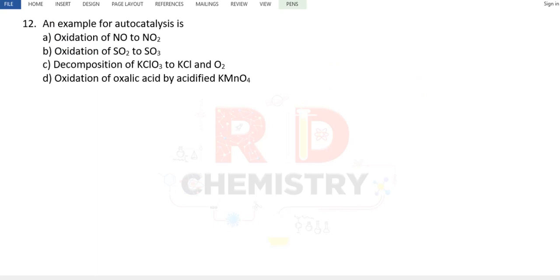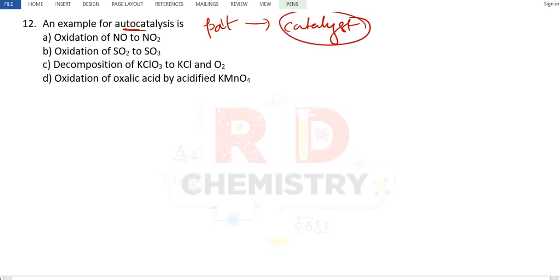Question number 12. An example of autocatalysis is... What is autocatalysis? During the reaction, a product is formed, and the product formed acts as the catalyst. Such reactions are called autocatalysis reactions. We need not add an extra catalyst. One of the products itself is a catalyst. So the answer for this is option number D.